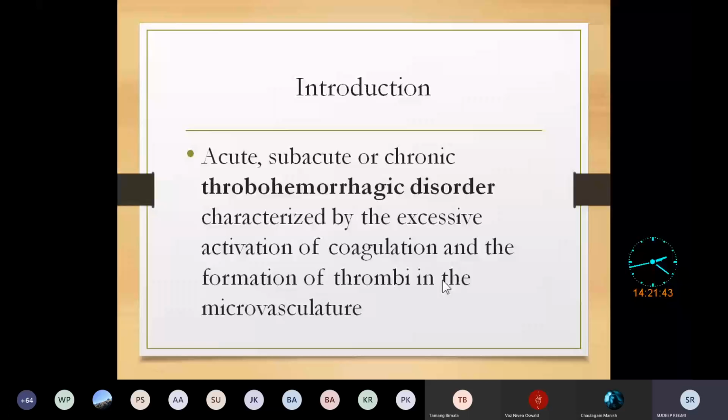And later on, due to the formation of these thrombi, there will be activation of the fibrinolytic system, leading to hemorrhage. Okay, so it is an acute, subacute, or chronic thrombohemorrhagic disorder characterized by excessive activation of the coagulation and formation of thrombi in the microvasculature. So this is the definition of DIC.